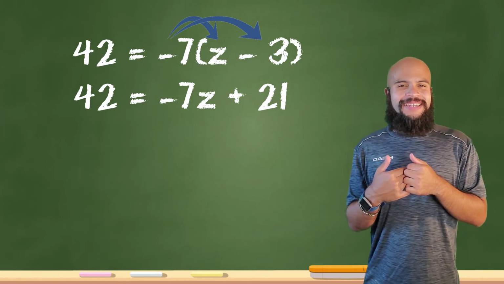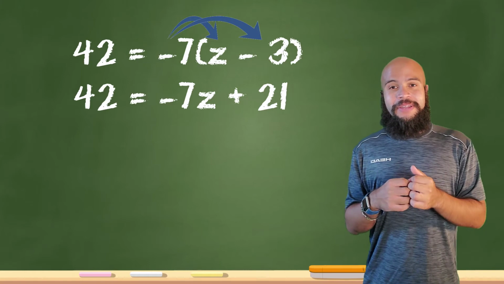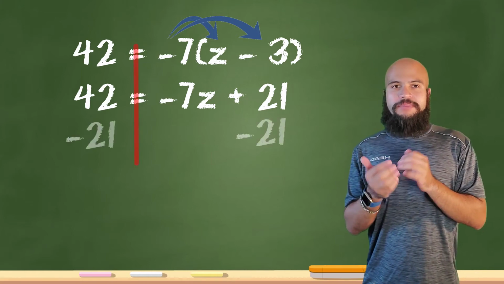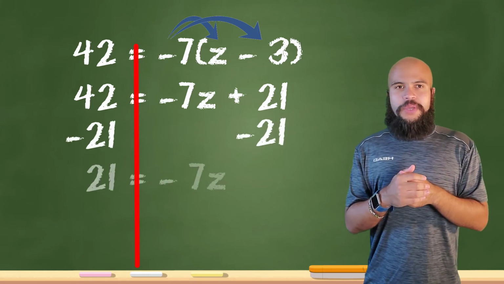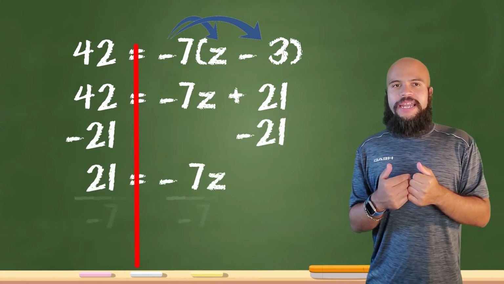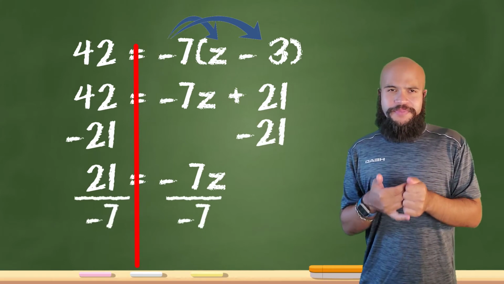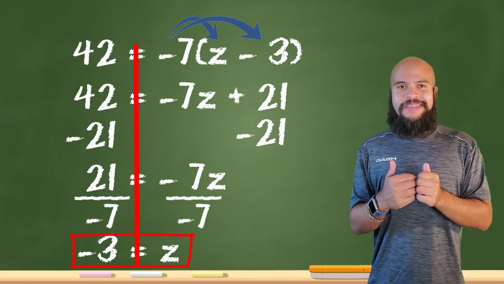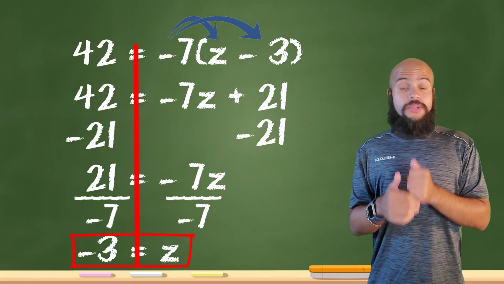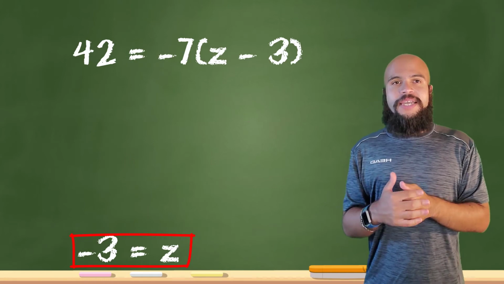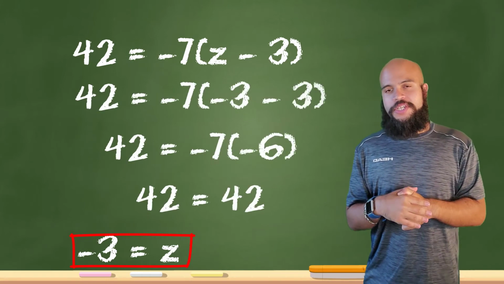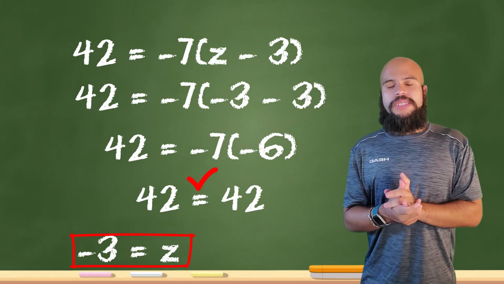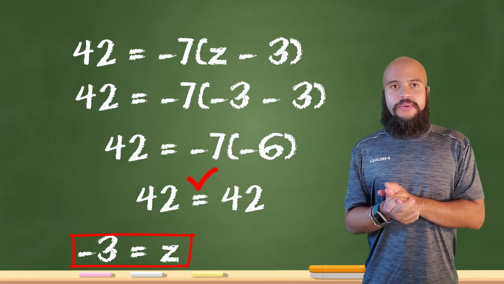It's kind of like we just did an extra step of that distribution, so maybe you can look at it as a 3-step equation if you want to. But I'm going to get rid of the 21 by subtracting or adding negative 21 to both sides. Then I will divide out the coefficient of negative 7, and that leaves me at z equals negative 3. Of course, I'm going to evaluate at z equals negative 3 to ensure my solution is correct. In this case, you can see that I end up with a true equation of 42 equals 42 when I check my work. Therefore, z equals negative 3 is indeed the correct solution.